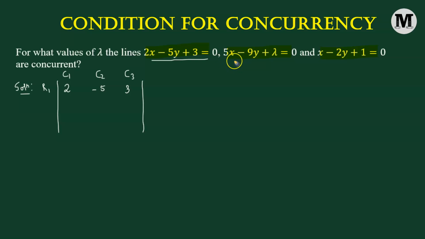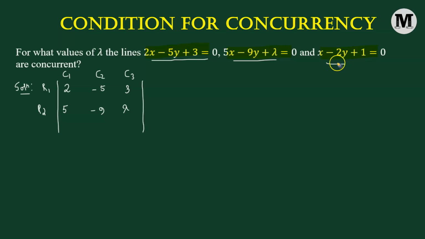Now coming to the next equation of the line, we have 5x minus 9y plus lambda equals 0. So here we're going to consider row number 2. In row number 2, column number 1, we place the coefficient of x, that's 5. Then in row number 2, column number 2, we place the coefficient of y, that's negative 9. And finally in row number 2, column number 3, we place lambda.